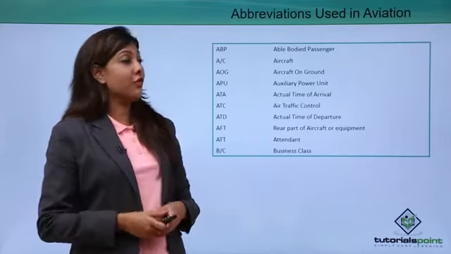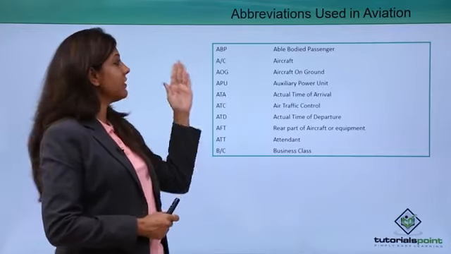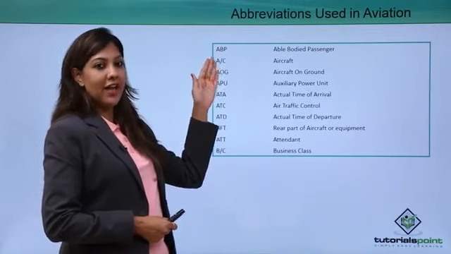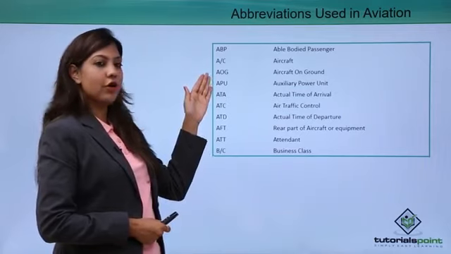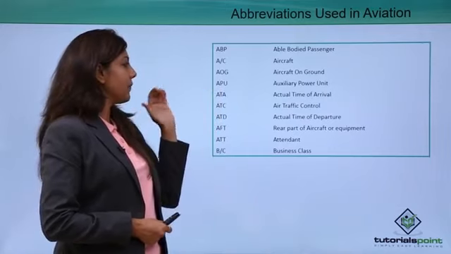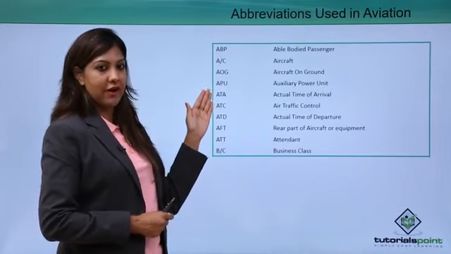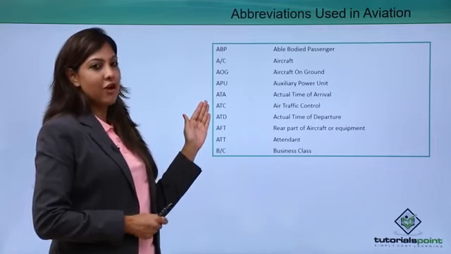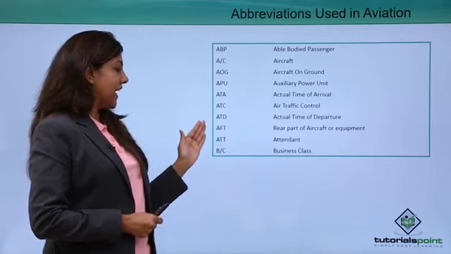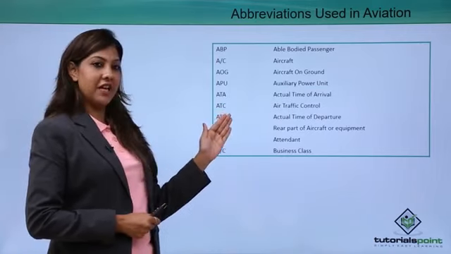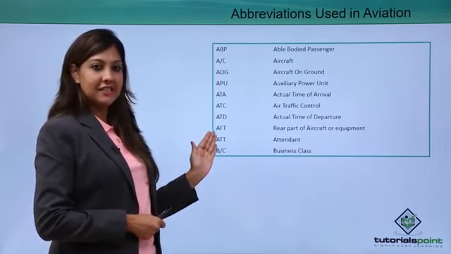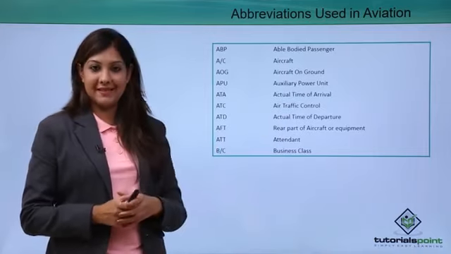Let's take a look at these short forms which are used in aviation, certain abbreviations. ABP stands for able-bodied passenger. AC stands for aircraft. AOG stands for aircraft on ground. APU stands for auxiliary power unit. ATA stands for actual time of arrival. ATC stands for air traffic control. ATD stands for actual time of departure. AFT stands for rear part of the aircraft, which is the backward part of the aircraft. ATT stands for attendant and BC stands for business class.